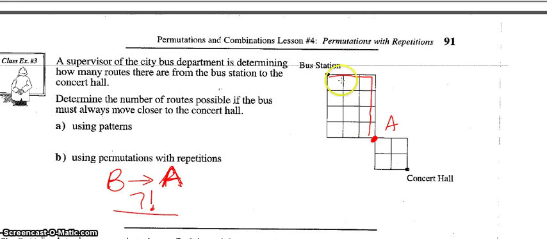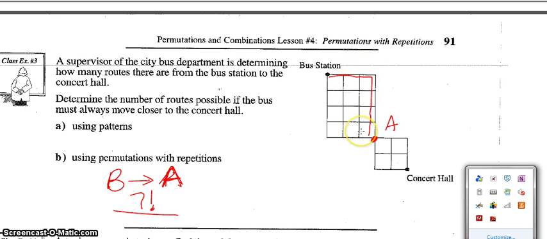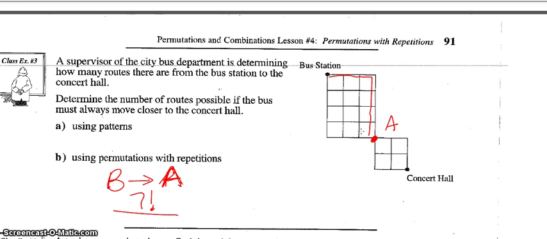But then of these 7 steps, 3 of them have to be right, 4 of them have to be down, and then you can just arrange them in any order. So 3 factorial, 4 factorial, because they are identical. And then from A to the concert hall, all right, so you need to do 1, 2, 3, 4 steps. 2 of them are identical, 2 of them are identical, so this will be your expression.